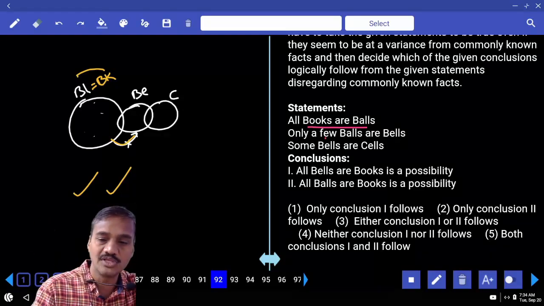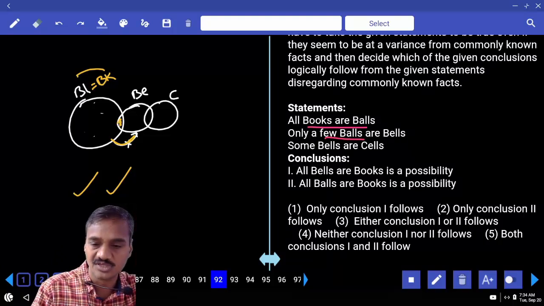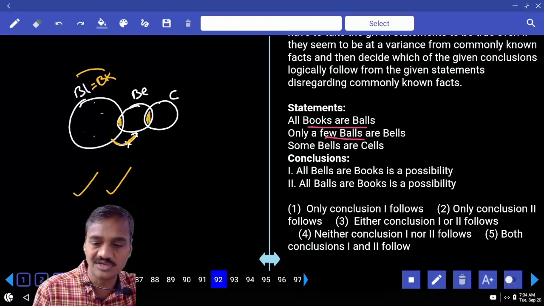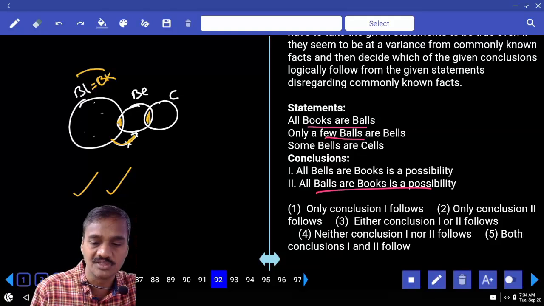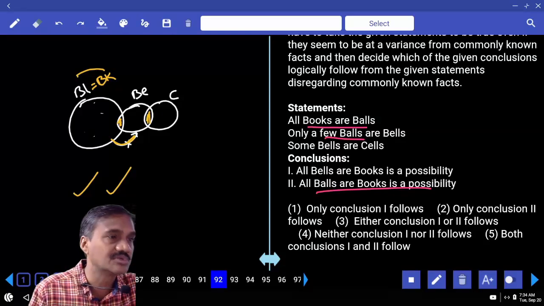Only a few balls are bells. Only some balls are bells, not all. And next, some bells are cells. That fits, doesn't it? All the statements are valid. At the same time, I have proven a case where all balls are books is a possibility. Hence, what is your answer? Both 1 and 2. Both 1 and 2, that is the choice for question number 92.